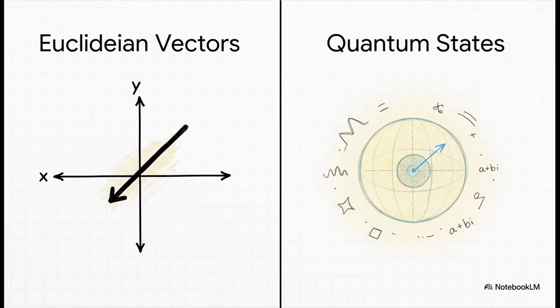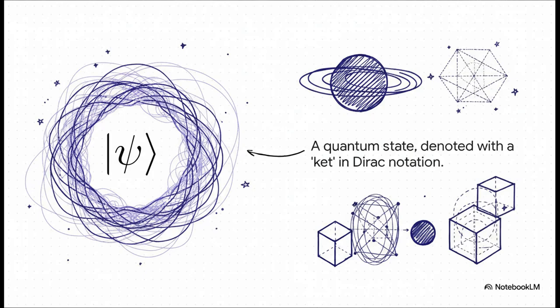You know, we're all pretty comfortable with this, right? A simple vector, just an arrow with a direction and a length in regular old 2D or 3D space. But a quantum state? That's a whole different beast. It's a type of object that has to carry way more information, and it does that using complex numbers, which we call amplitudes. And this is what it looks like.